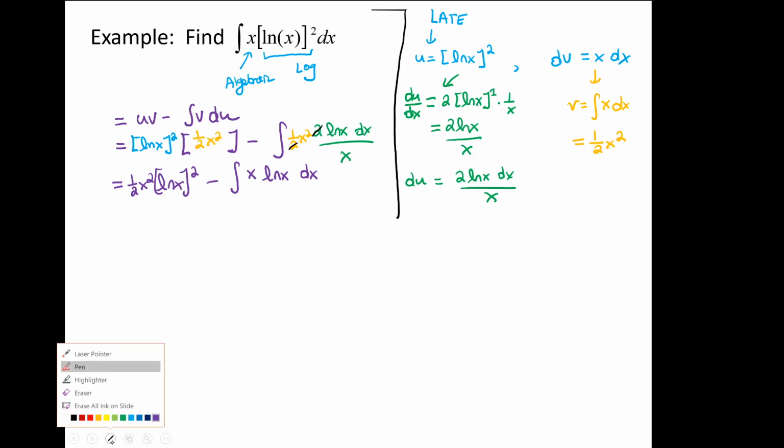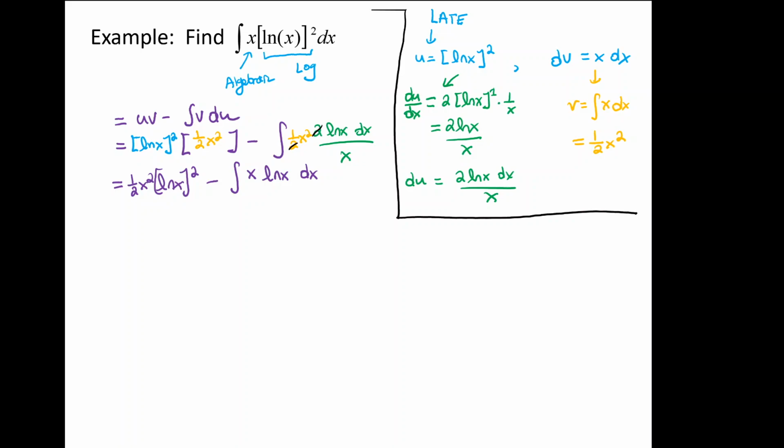And is it better? We had x ln of x squared, now it's x ln of x, not squared. I would argue this is better. But it's not automatic. We have to keep going. I'm going to do this integral in line. We need integration by parts again.